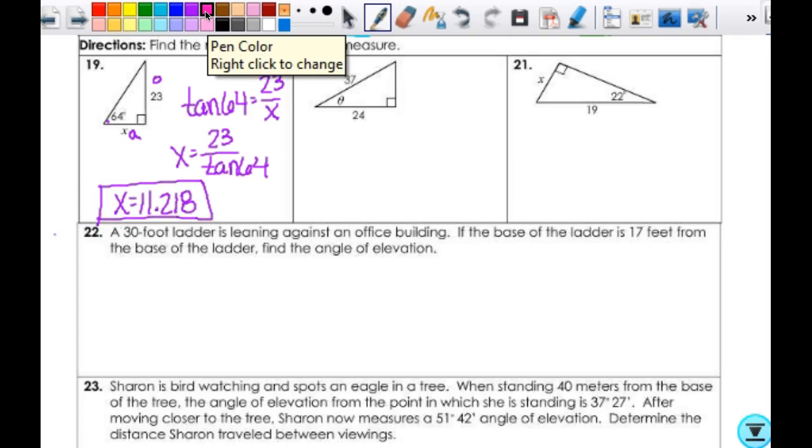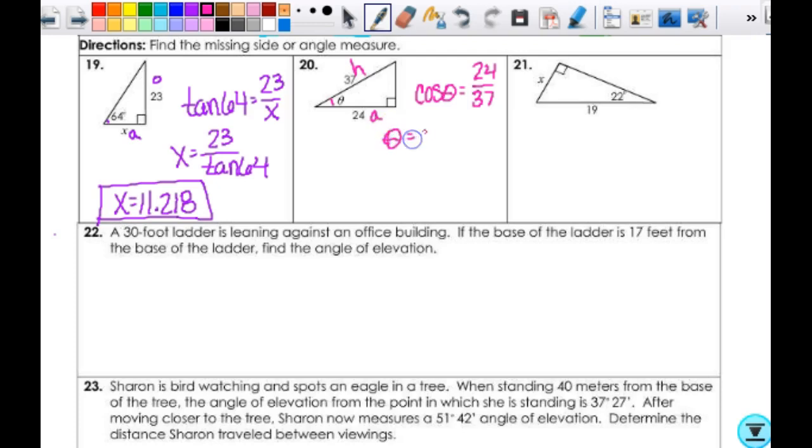So number 20, here's my angle. So this is the hypotenuse, this is the adjacent. That means that's cosine. So the cosine of theta is equal to the adjacent over the hypotenuse. I want theta, so I have to take the inverse to get it away from that. So theta is equal to the inverse cosine of 24 over 37. I type that in my calculator, and I get that theta is 49.560 degrees.